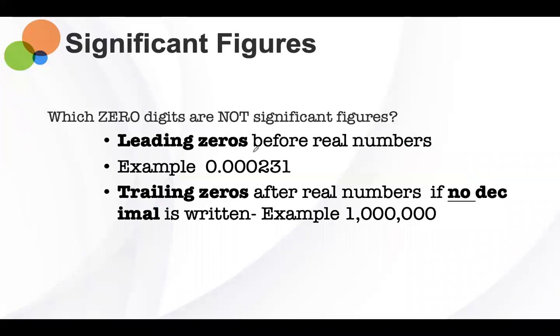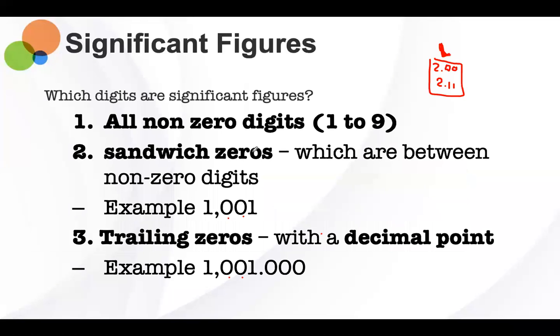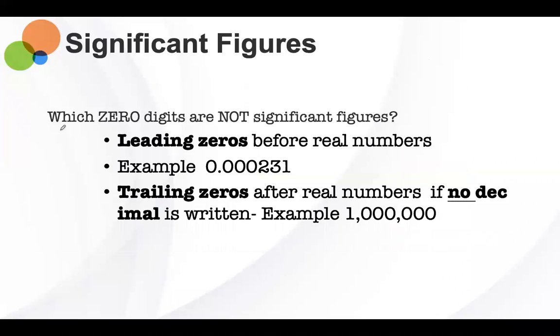So leading zeros. Which zero digits are not significant figures? We have leading zeros before real numbers, which are not considered significant figures. So therefore, we will place these in standard form because they are not significant. And we'll go to that next, right?